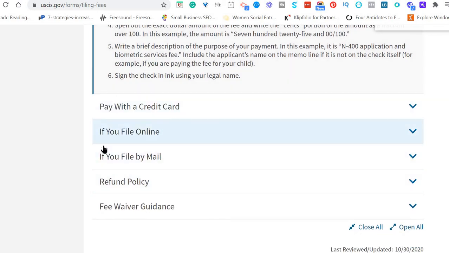Now you have other instructions in case you would like to pay with a credit card or file online, file by mail. And there's a section about refund policy, fee waiver, guidance.